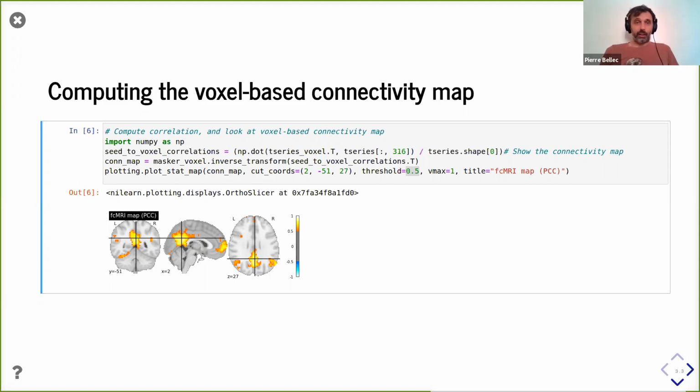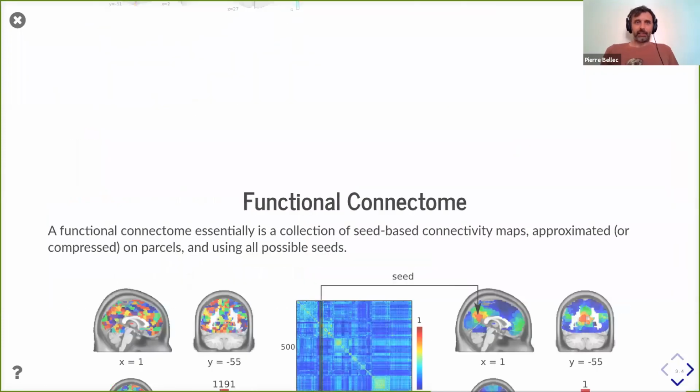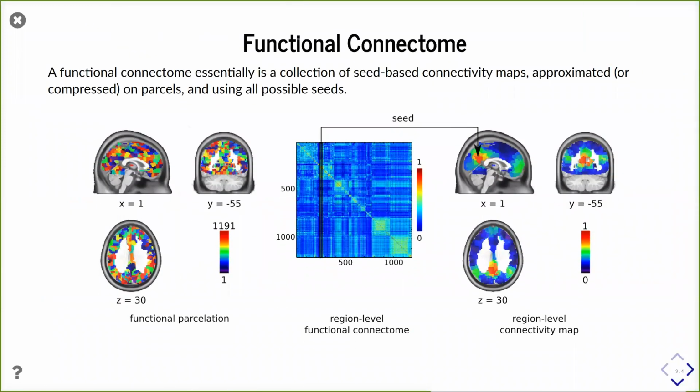But now, can we use that to define the network in its entirety? Here we just have a voxel-based map, but what we really want is to be able to segment that network. Just real quick clarification question: does that threshold account for multiple comparisons? No, not at all. It's because 0.5 is big. It's not a significance threshold; it's a substantiality threshold.